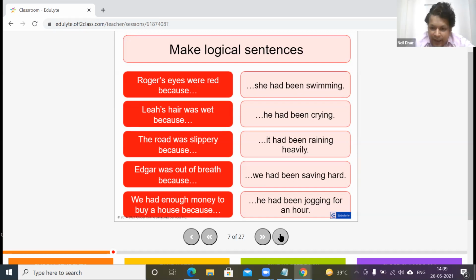So again, if you notice, she had been swimming, he had been crying, it had been raining heavily. These are all things which have already happened, but it was happening in a continuous form.